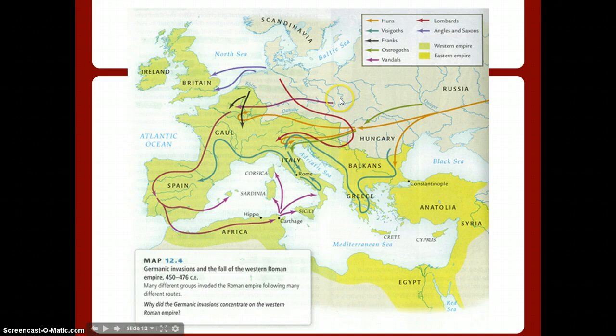Again, you can look at this map and it shows you the paths that they took. I would urge you to pause this video at this time and check out some of these Germanic tribes and where they ended up.